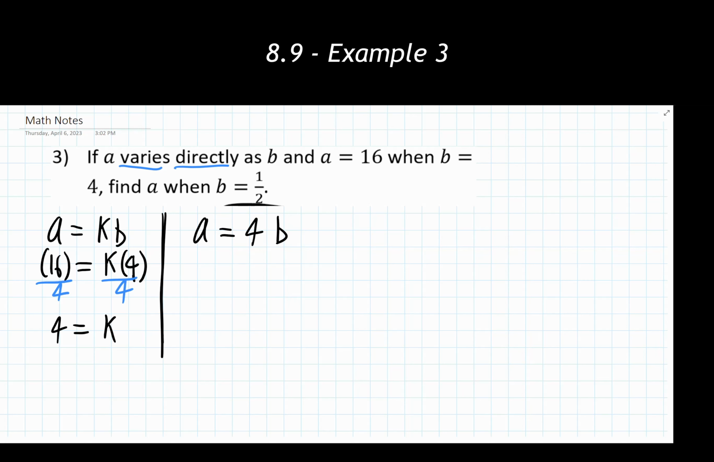Excellent. Now that I have that constant of variation replaced with 4, now I can actually solve for a in the second scenario. So I've been told b is 1/2. I can plug that in for b in this equation. I can go through and solve this thing. I'm going to get a is equal to 2. 4 times 1/2. You could also do that as 4 divided by 2, either one. And we are getting our final answer of a equals 2.